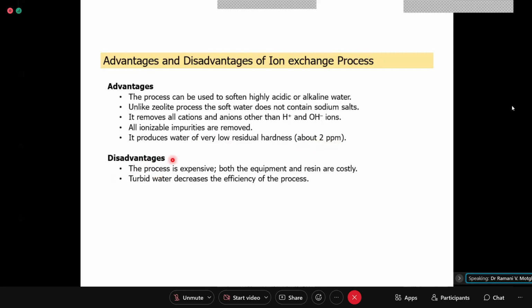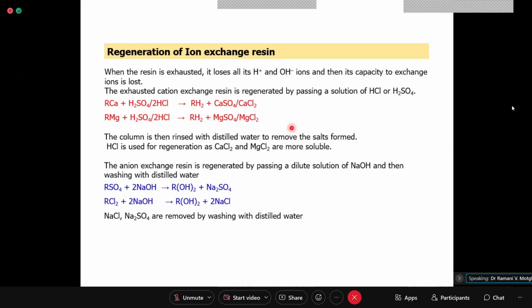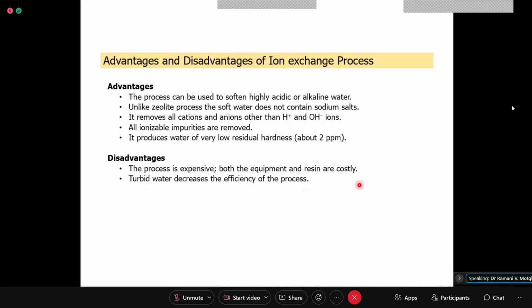Okay. So disadvantages. The process is expensive. Both the equipment and the resin are costly, and the regeneration cost is also high. Turbid water decreases the efficiency of the process because it clogs the upper layer. Turbidity will block the upper layer, right? So it will clog and the process will be a little slower. That will affect the rate of the softening process. Okay, so these are some of the advantages and disadvantages.